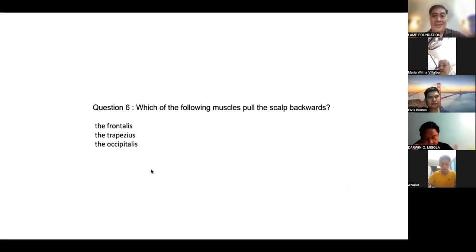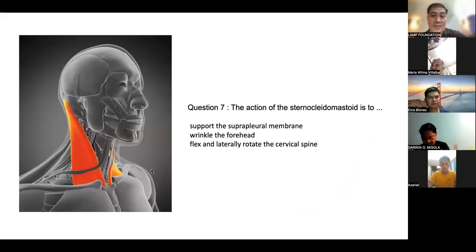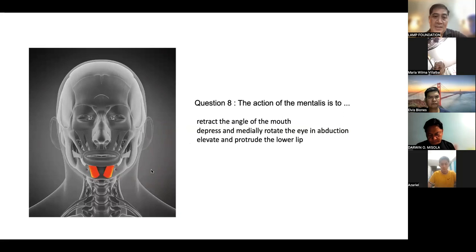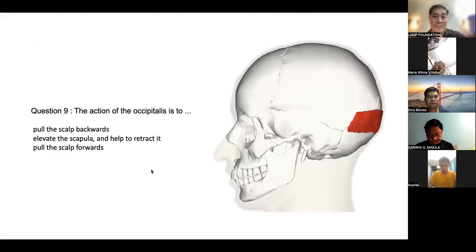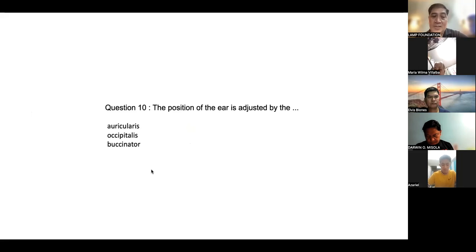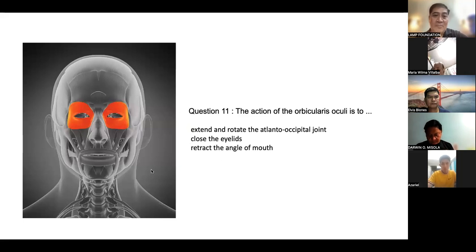Which of the following muscles pull the scalp backwards? The occipitalis. Good. The action of the sternocleidomastoid is to? Flex and laterally rotate the cervical spine. Very good. The action of the mentalis? Elevate and protrude the lower lip. Okay. Sa picture pa lang, alam mo na kaagad, di ba? The action of the occipitalis, paulit-ulit. Pull the scalp backwards. Okay. Position of the ear is adjusted by what muscle? Auricularis. This is a bonus. Action of the orbicularis oculi.